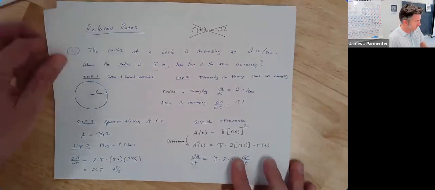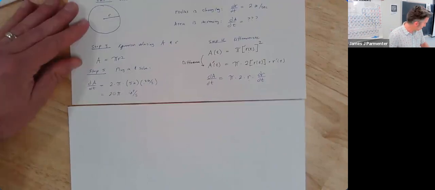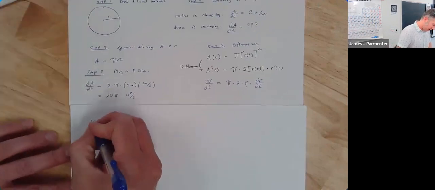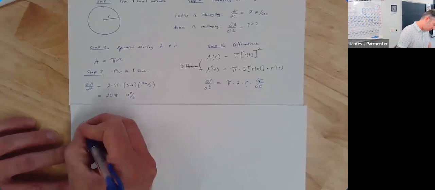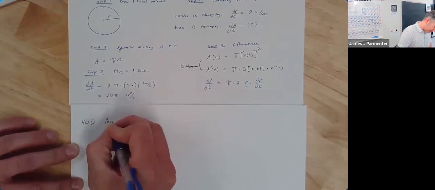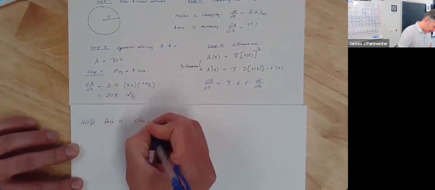We can also ask a follow-up question for this one. How fast, how does not start with W? How fast is the circumference changing at the same moment?